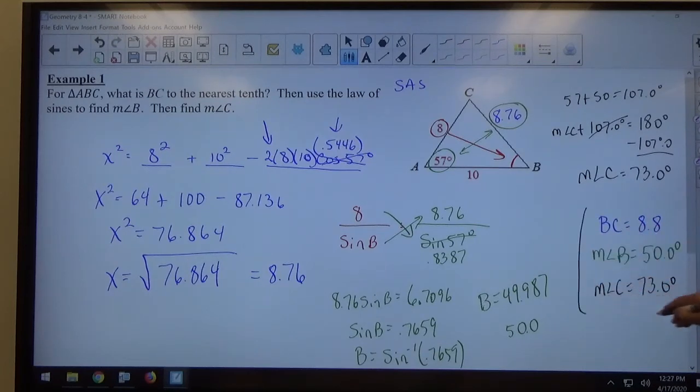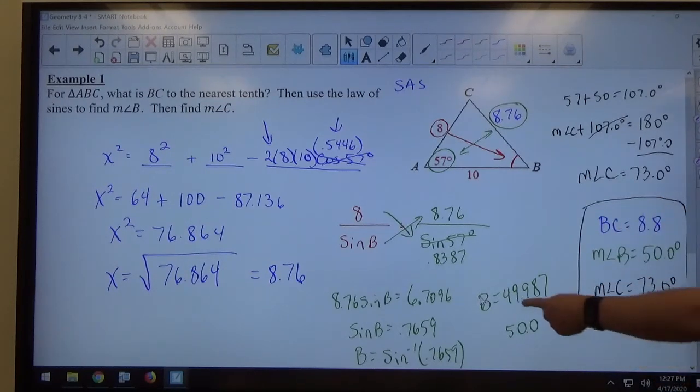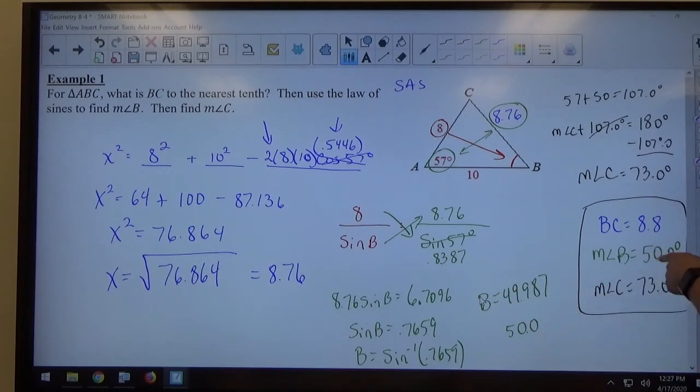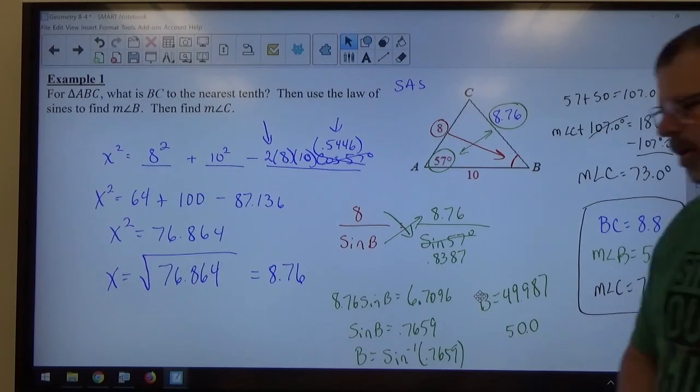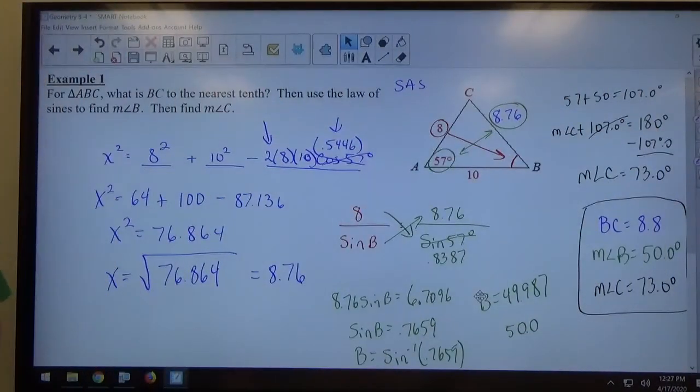And notice I'm putting the point zeros there because these are rounded values. This is the more accurate value for B. I rounded it to 50.0, so I'm going to write 50.0 just to let the reader of the problem know that this is not exactly 50 degrees, it's a rounded answer. So keep that in mind when you are rounding, that you do put the decimal place in there.